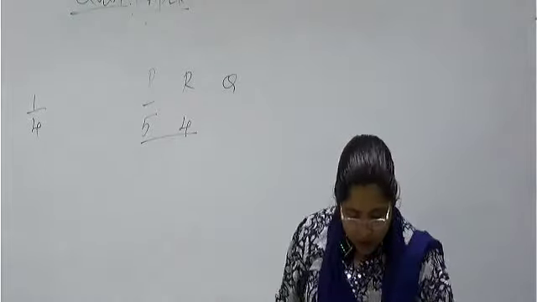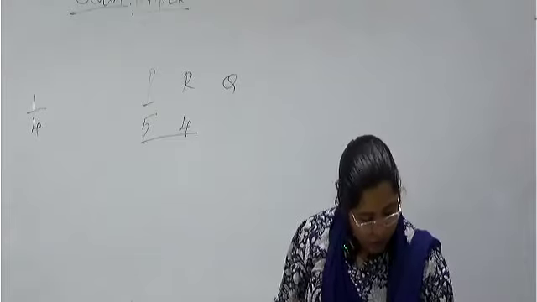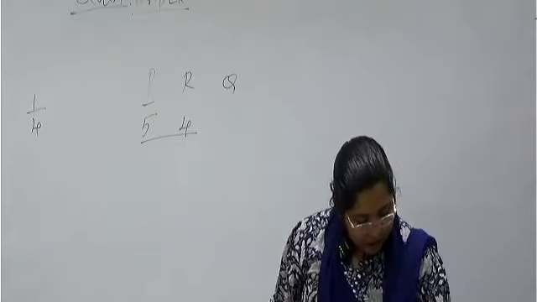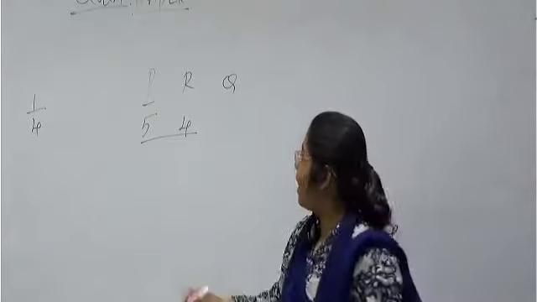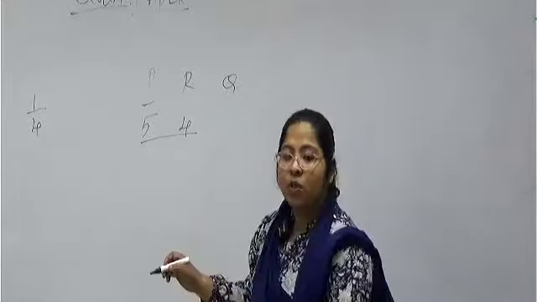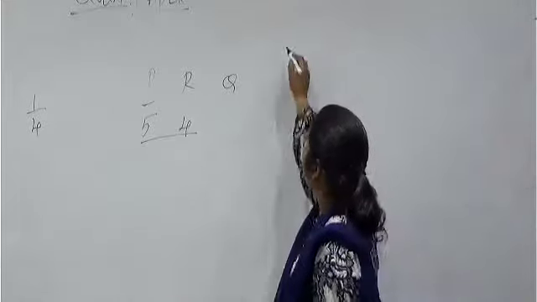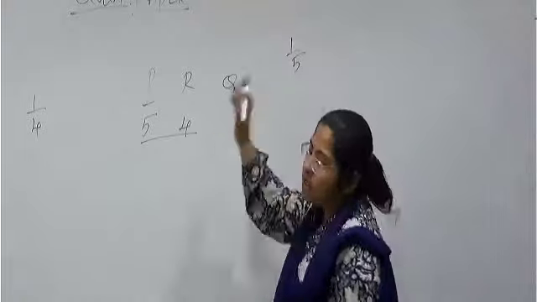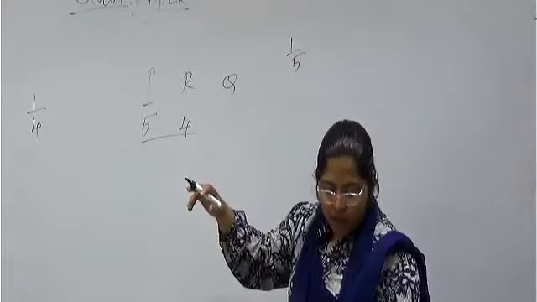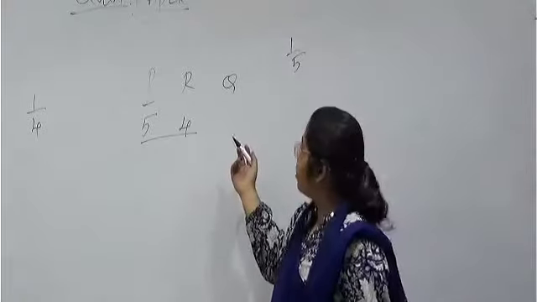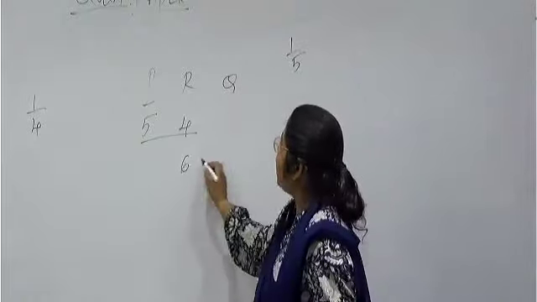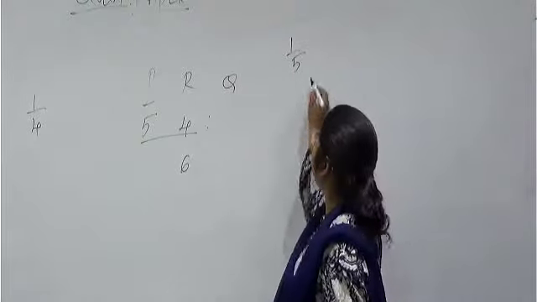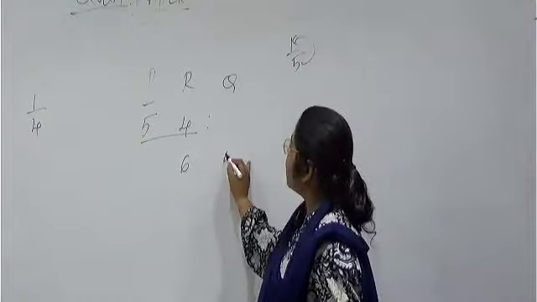Now they have given with Q and R also, no? R's cost is 20% more than Q. 20% means what? 1 by 5. Whose cost is more? R's cost is more. More means what? 5 plus 1, 6. And Q is 5.